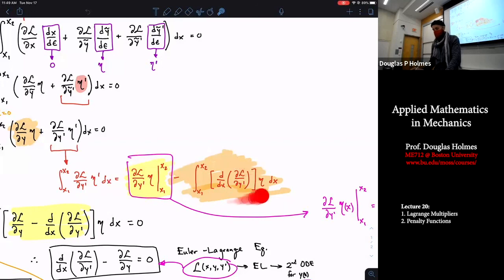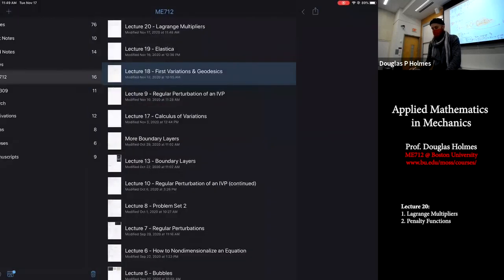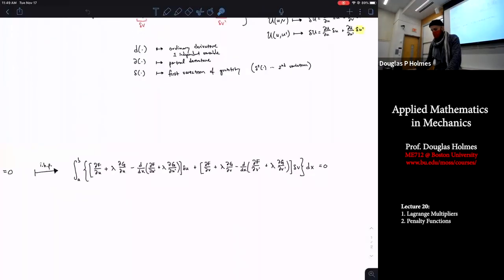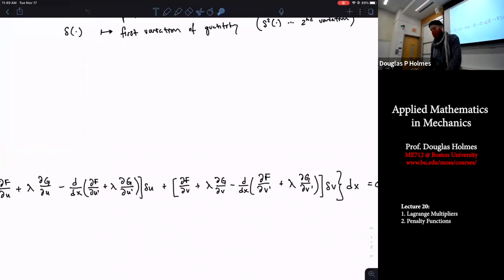So this form is exactly what you're seeing here, except now we have two things. Both of them got lumped in there, like the superposition of df dv prime plus lambda dg dv prime. But that's all we're seeing. This is the result of integration by parts. So let me highlight that for everyone.